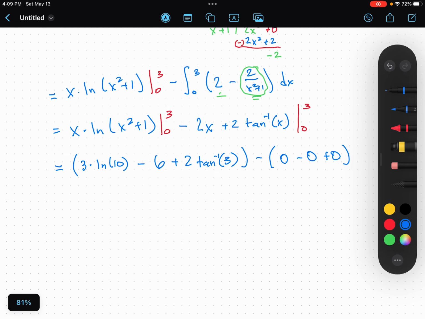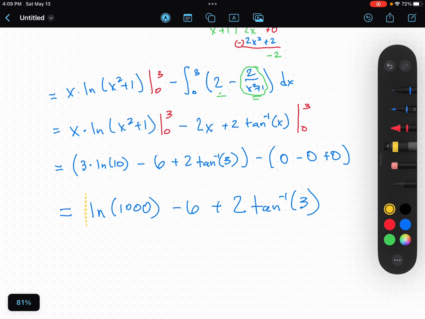And then, just depending on how you want to write this final answer, I'm not going to do decimals, but you could plug it in if you wanted. Let's get fancy and turn this 3 natural log of 10 into natural log of 1,000, although 3 natural log of 10 is probably the better answer. Minus 6 plus 2 inverse tangent of 3. And that is my expression for the answer.